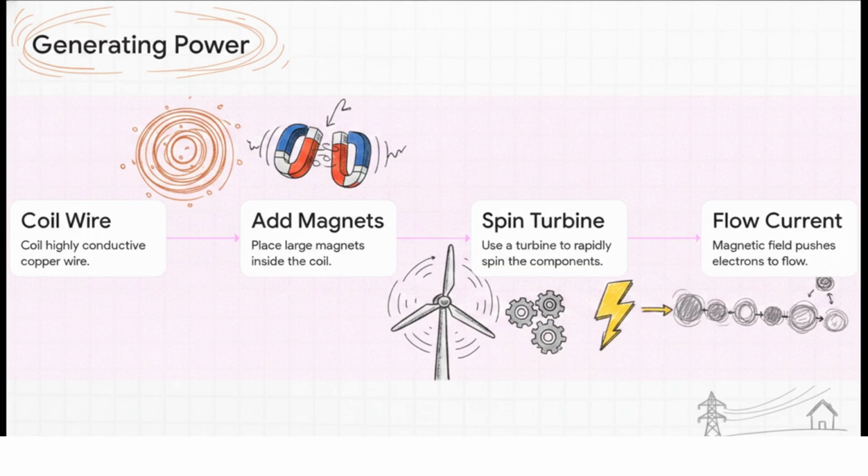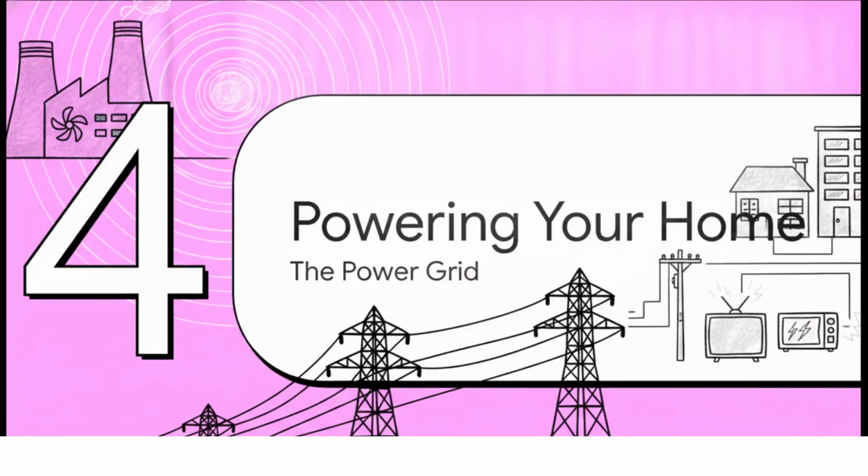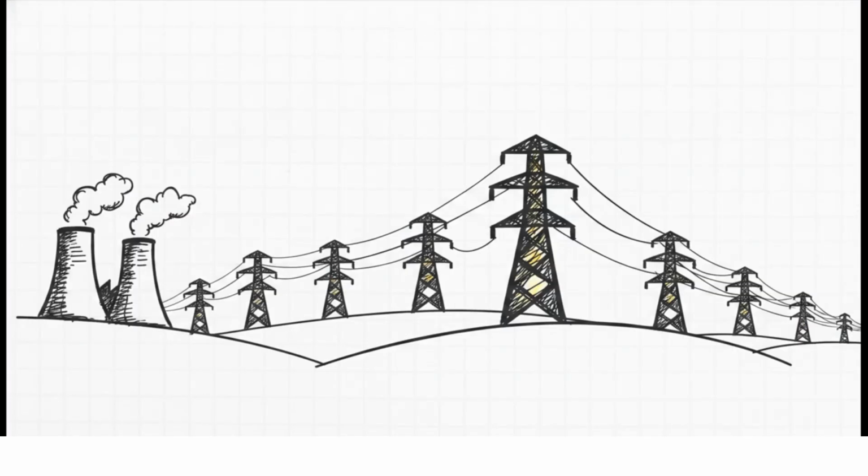The electrons themselves don't travel instantly from the power plant to your house, but the energy they transfer absolutely does. Okay, Section 4, powering your home. All right, so we've generated this electricity at some massive power plant using turbines and magnets, but how does it safely reach your microwave? Well, enter the power grid.